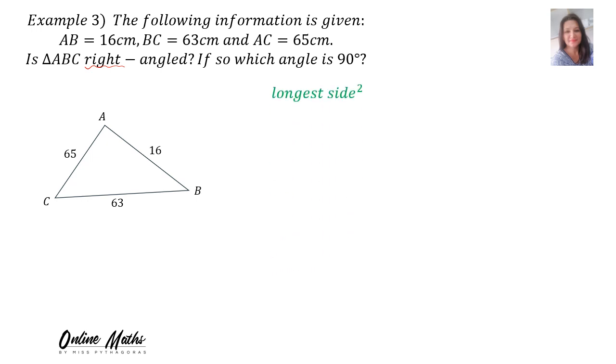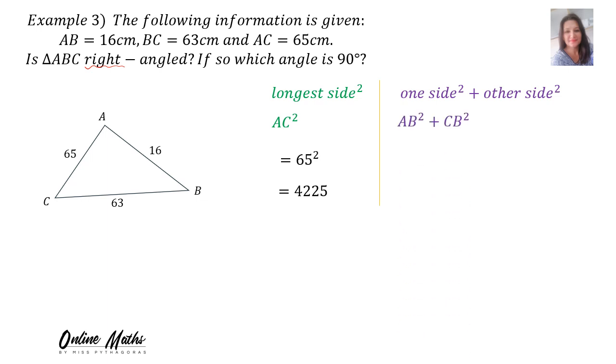We always start with the longest side squared. In this case, it's AC squared, which was 65 squared, and that means 65 times 65 is 4,225. Then we separate the two with a line, and then we will do one side squared plus the other side squared. So that will be AB squared plus CB squared. 16 squared plus 63 squared.